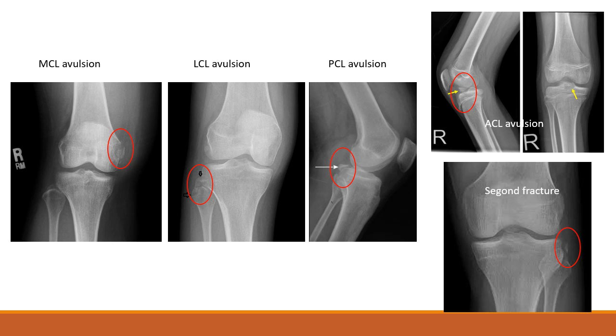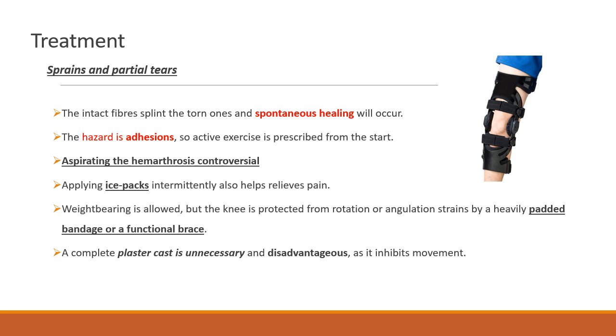MRI is the most sensitive test for diagnosing any ligament injury. How do you treat a sprain or a partial tear of any ligament around the knee? Usually the treatment is conservative. Conservative treatment means you give the patient analgesia, put the knee at rest in a functional knee brace to allow for movement, and use ice and elevation to prevent swelling from causing the patient any pain.